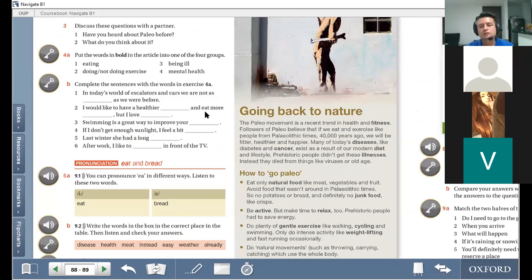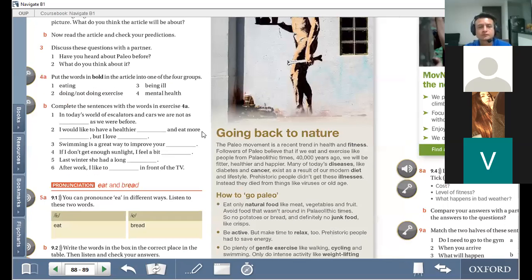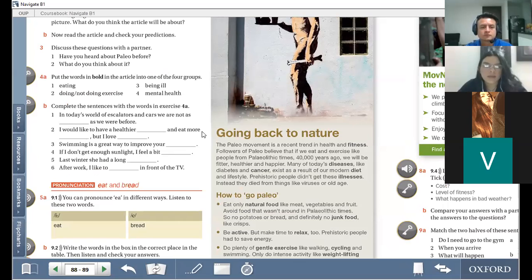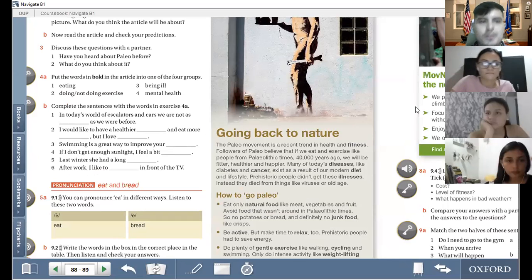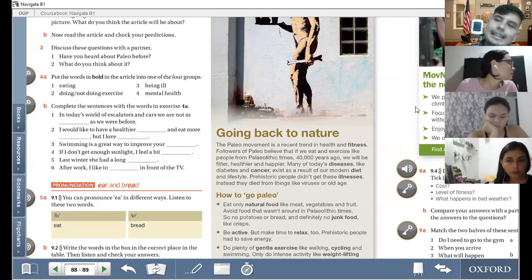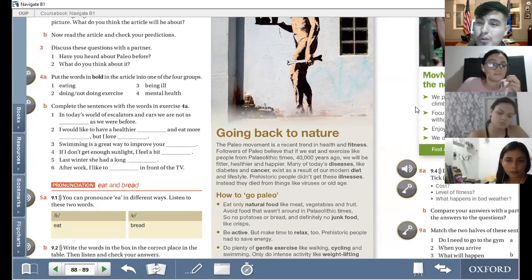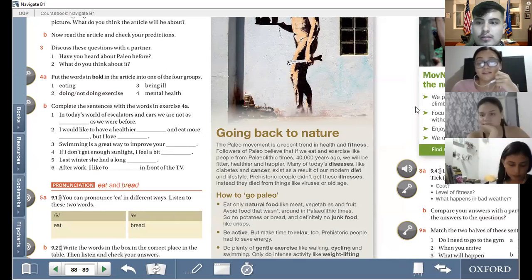So, have you heard, as we were saying at the beginning, about paleo before? Have you heard about this movement before? Yes. This movement avoids processed food. Processed food, right? Things like, for instance, when you go to McDonald's. And transgenic foods, transgenicos. Yeah. Okay. But what's that?